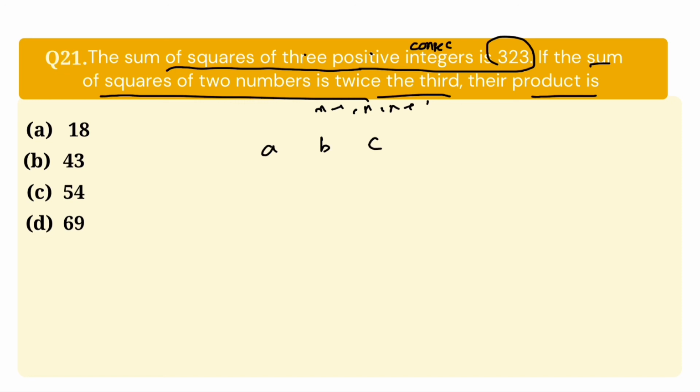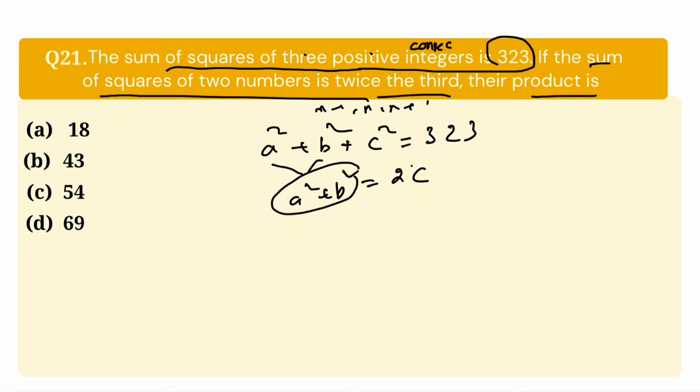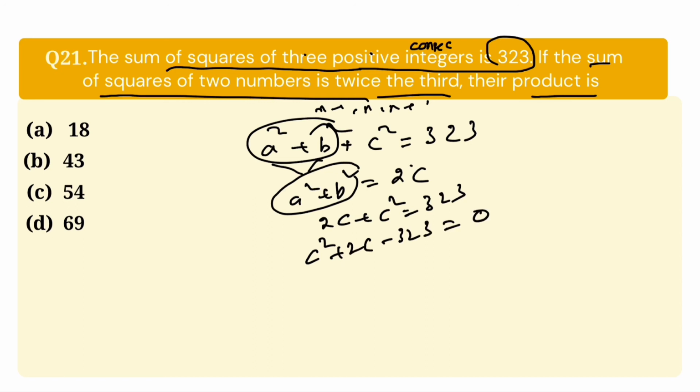Sum of squares of these numbers is 323. Now the sum of squares of two numbers, let me take these two numbers, a square plus b square, is equal to twice the third. So they have given a square plus b square is equal to 2c. So substitute this 2c here, it becomes 2c plus c square is equal to 323. So c square plus 2c minus 323 equals 0. It's a quadratic equation. You can find the root here.